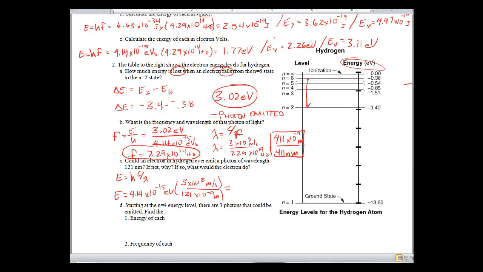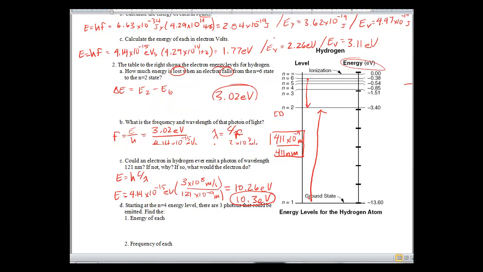Now, when you do all that, the energy comes out to be 10.26 electron volts. If we wanted to, we could round that to 10.3 electron volts. And so if we look at 10.3 electron volts, that's going from the ground state to n equals 2. So if we wanted to kick out something with 10.3 electron volts, that corresponds exactly to this gap. So that's a big yes. It's possible. So, yes, it could happen. The electron would fall from n equals 2 to n equals 1.